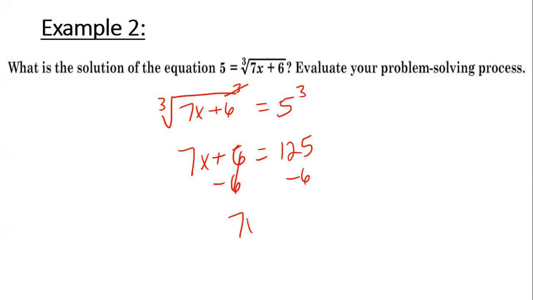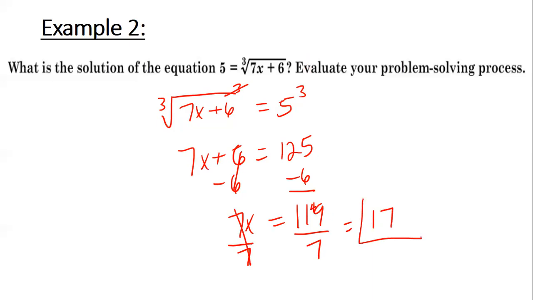And you get 7x equals 119. Then you divide it by 7. And it's 17. 7 goes into 11 one time with the remainder of 4. 7 goes into 49 7 times. And your answer is 17.